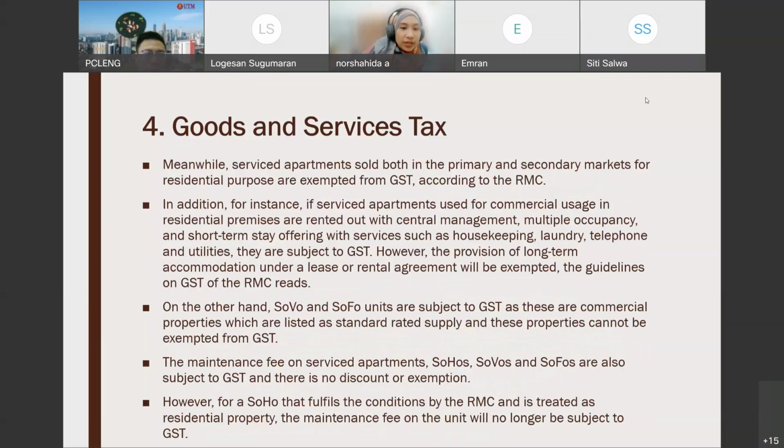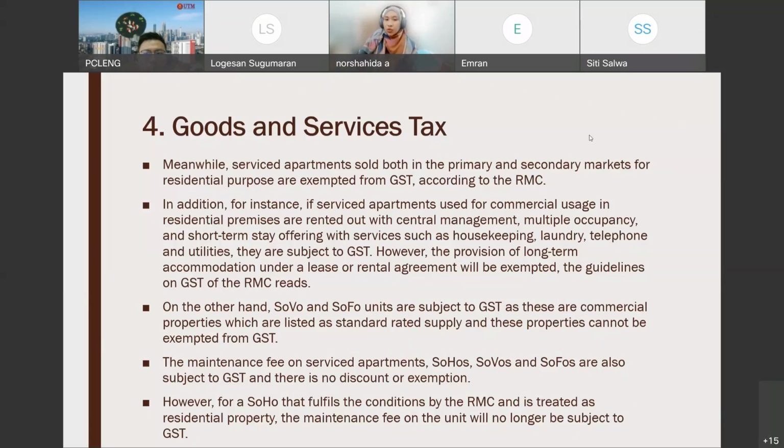So in addition, for instance, if service apartments used for commercial usage in residential premises are rented out with certain central management, multiple occupancy, and short-term stay offering with servicing such as housekeeping, laundry, telephone, and utilities, they are subject to GST. However, the provisions of long-term accommodations under a lease or rental agreement will be exempted, and then the guidelines on GST and the RMC read.